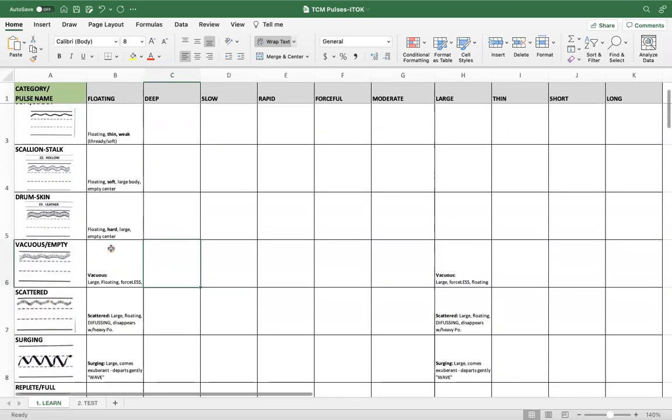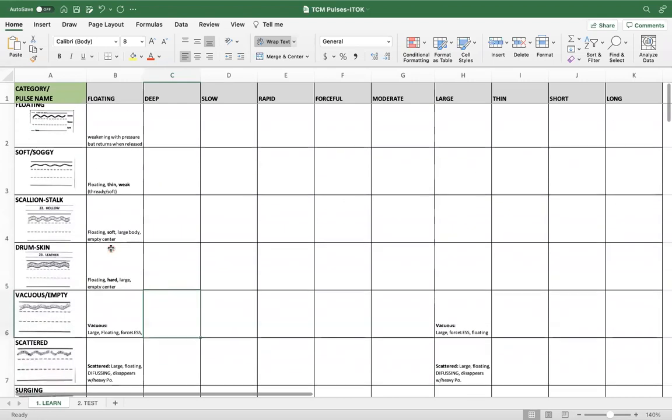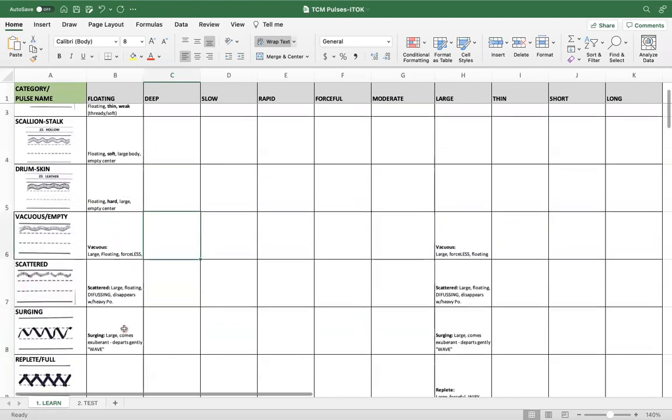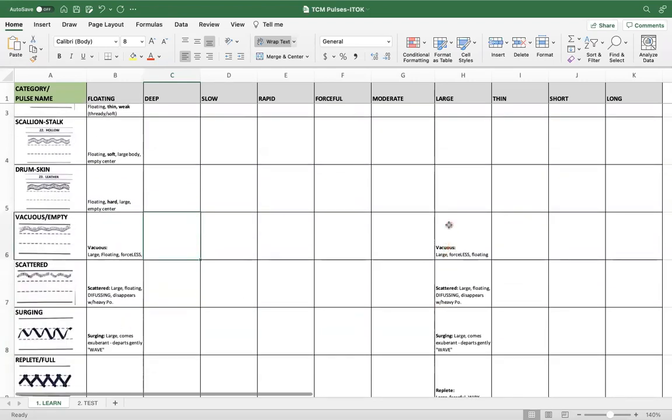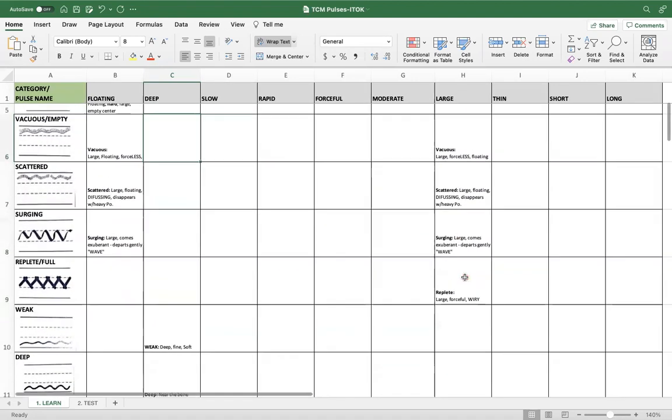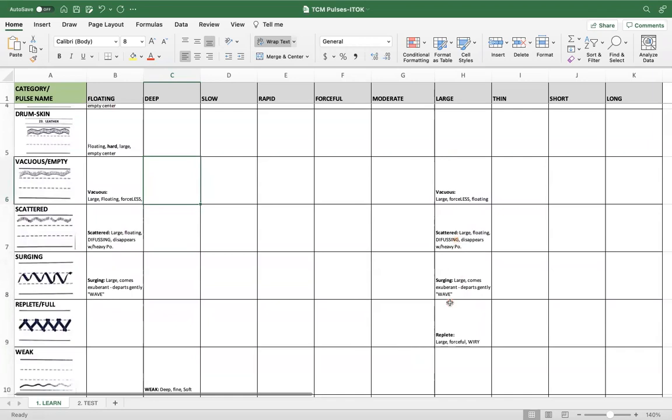Of the 28, we just have 7 that are in this category, but some of these also share another category, like the large pulses. So if you have a patient with a large pulse, you will have a differential diagnosis of only 4 of the 28 pulses, instead of trying to remember among all 28 which one is the correct one.